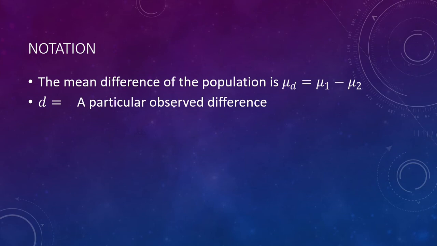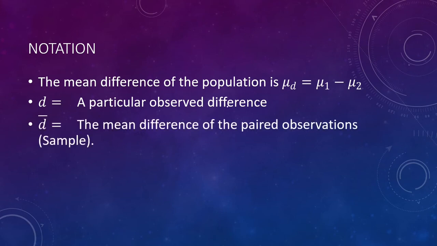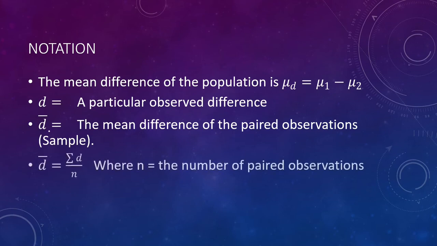d is equal to a particular observed difference from a pair. d bar is the mean difference of the paired observations of the sample. So of all of the differences between each of the pairs, we're going to take the average. That's what d bar represents. And d bar is calculated by taking the summation, or the total of all of the differences, and dividing it by the number of pairs of observations, and n is our sample size.